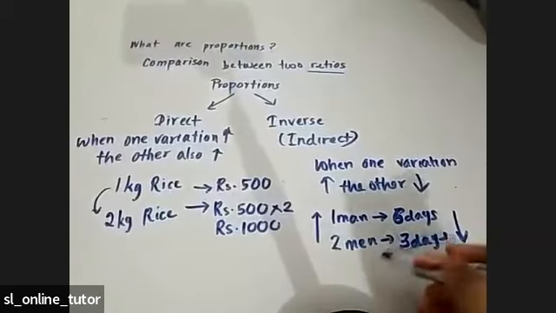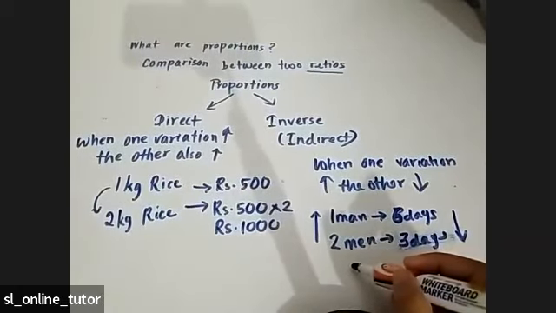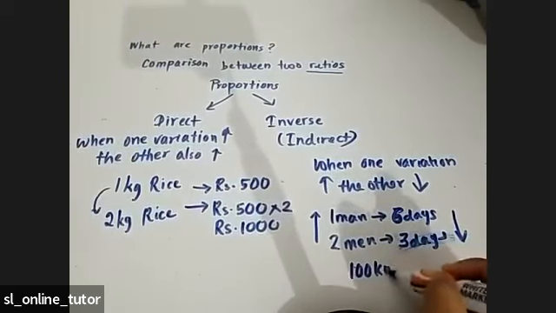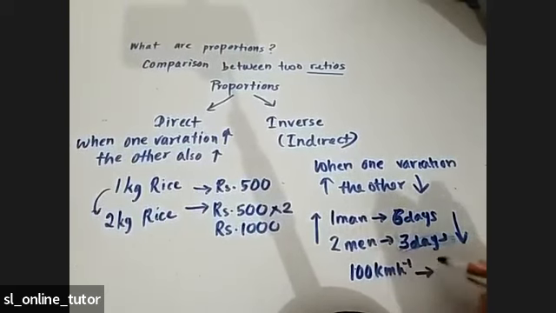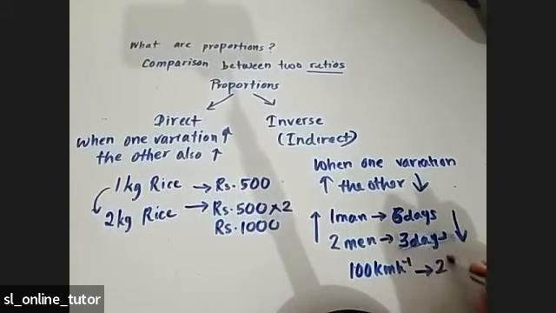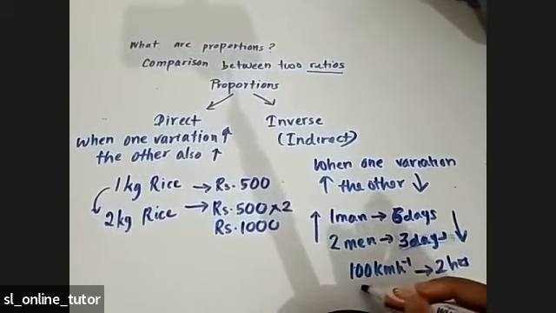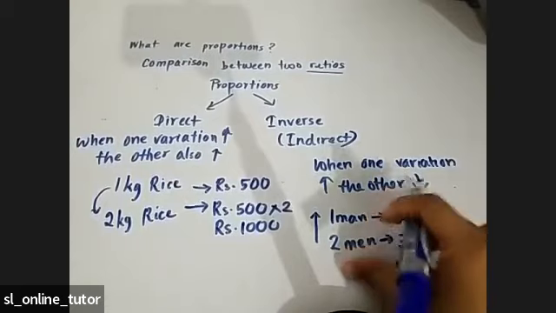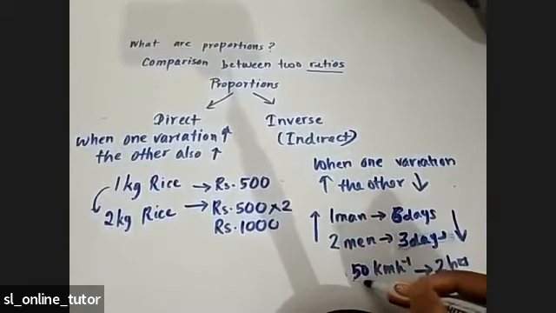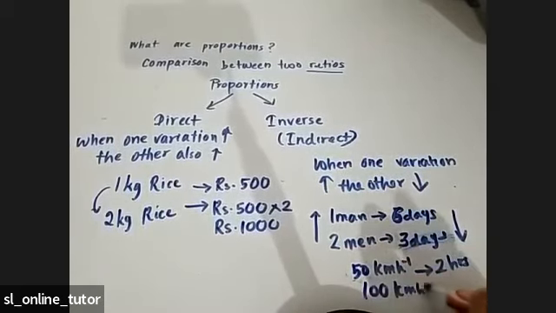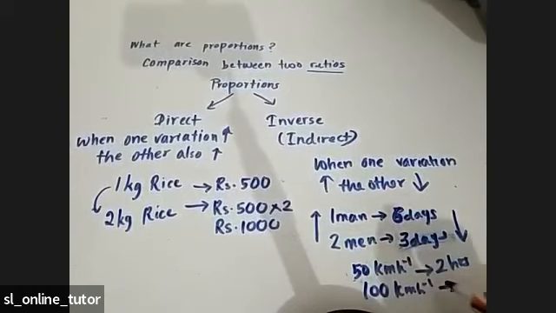The other thing I told you was when we increase the speed. When I drive a vehicle at 50 kilometers per hour, I can reach a place in, let's say, 2 hours. When I increase my speed to 100 kilometers per hour, I can reach the place early. Can you understand? So when I increase my speed, the time decreases.